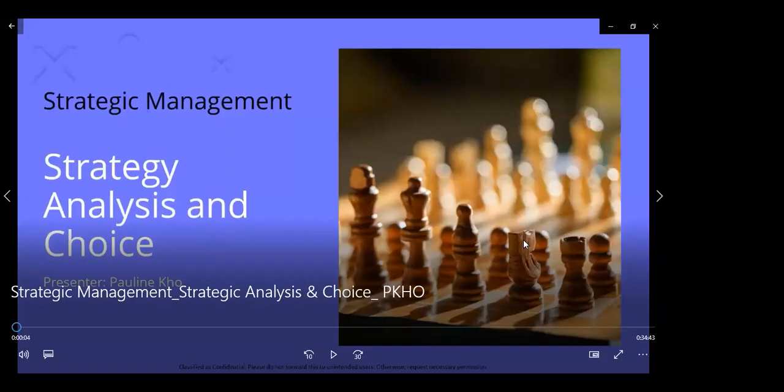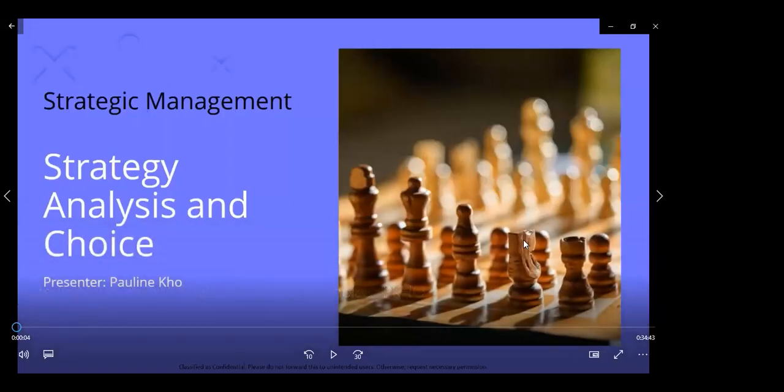So our topic for this afternoon is strategy analysis and choice. When it comes to strategy and strategy analysis, we have a lot of strategies available. But of course, the way we choose these strategies depends upon our business. So we need to consider, for example, what type of leadership do you have? What business do you have? These are the things that we need to consider in strategy analysis and choice.